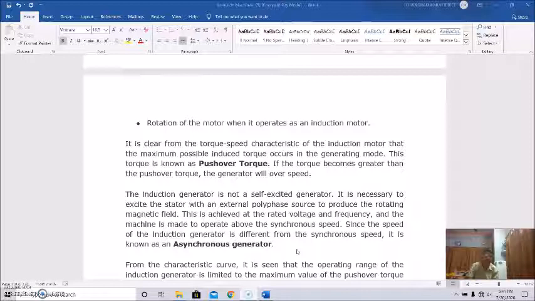So an induction motor is run at a subsynchronous speed. When it is run at a super synchronous speed, the induction machine will operate as a generator. Since this speed is not synchronous, it is called asynchronous, and this generator is known as the asynchronous generator.